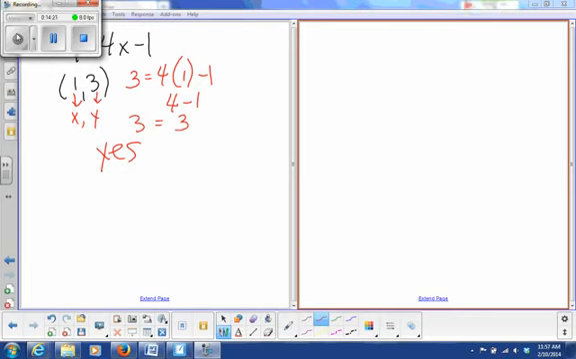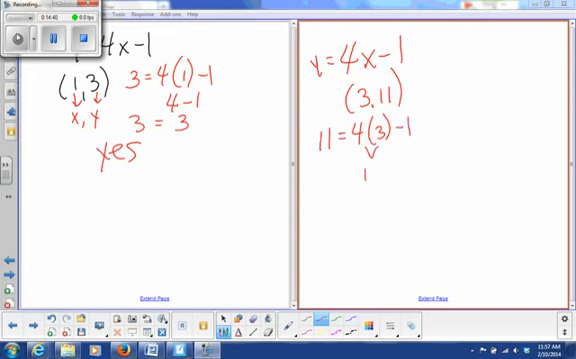All right, so y equals 4x minus 1. My coordinates are 3 and 11. If I just plug in these numbers, I've got y is 11 equals 4 times my x number, which is 3, minus 1. 4 times 3 is 12, minus 1 is 11. Therefore, they equal each other. So my answer is yes, it's true. Do number 8 independently, please.